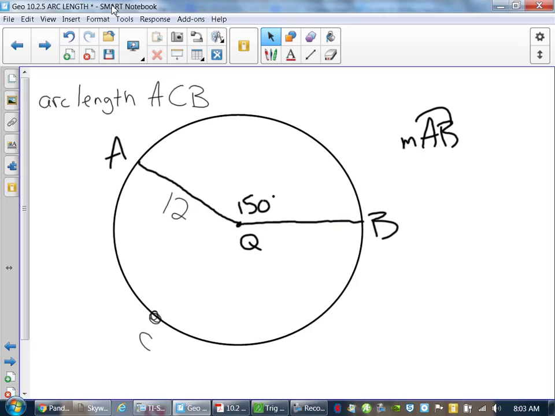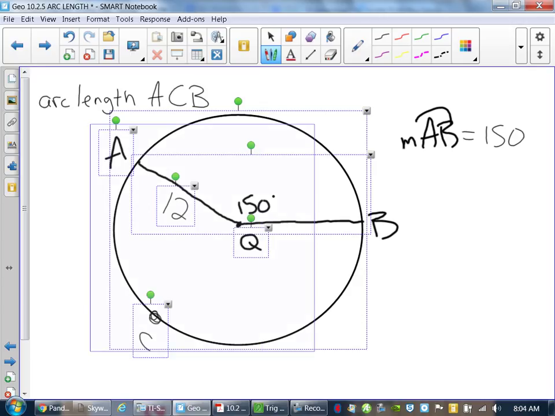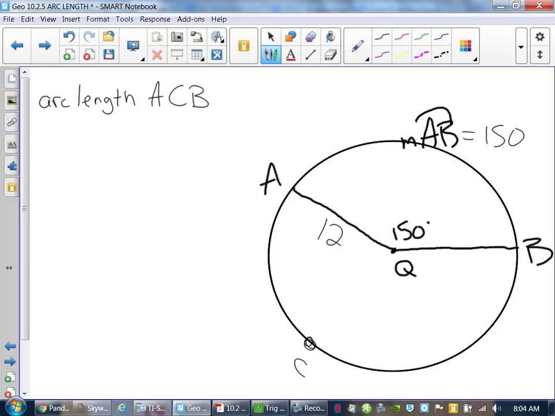What's the measure of the arc? 150. Good. Now to go to the arc length then, what do you have to use for your central angle? What's your central angle for arc ACB? 210. Good. A lot of times that's what they'll do. They'll flip things around, change the lettering on you, and ask you to go different directions. So when you go arc length the other way, you get 210 over 360 times 2 times 12 times pi.